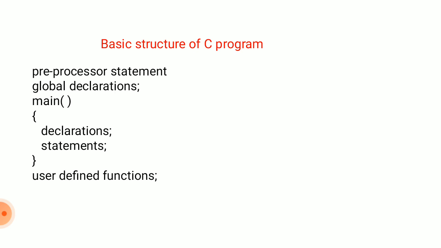Here you can see the first one is a preprocessor statement, then global declarations, main function, opening curly brace, declarations, statements, closing curly brace, and user defined functions. So this is the structure of a C program. Now we will discuss what these actually mean. First is the preprocessor statement.